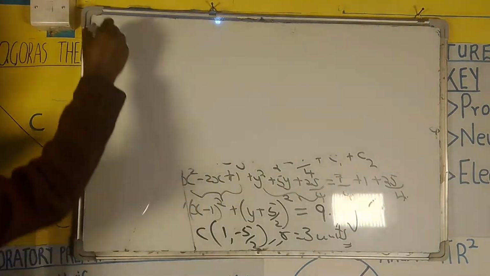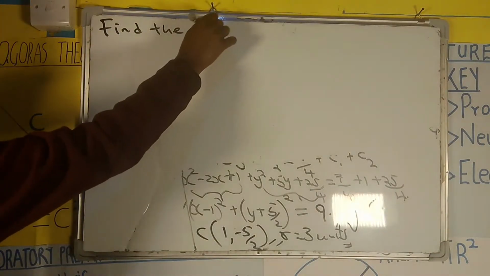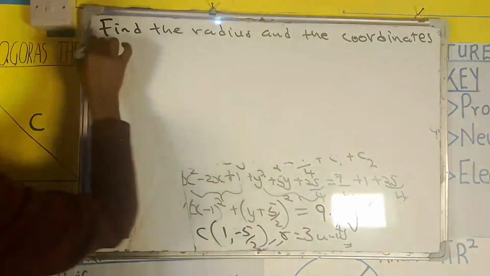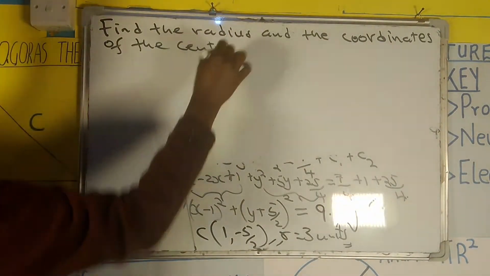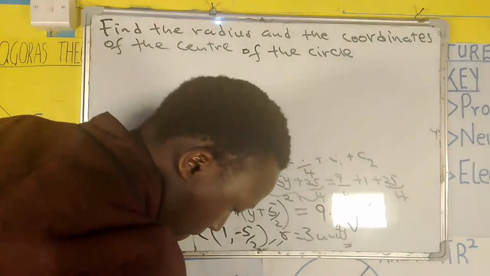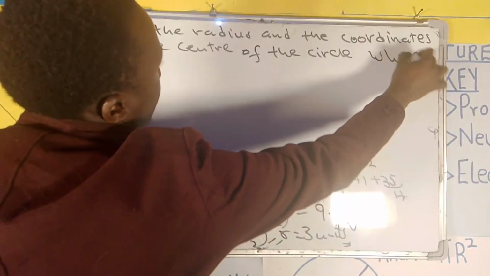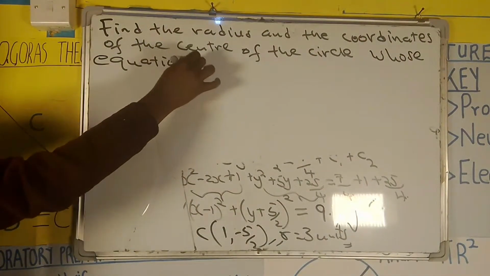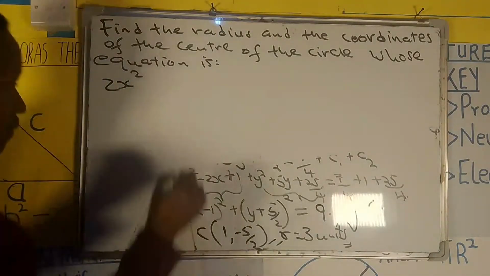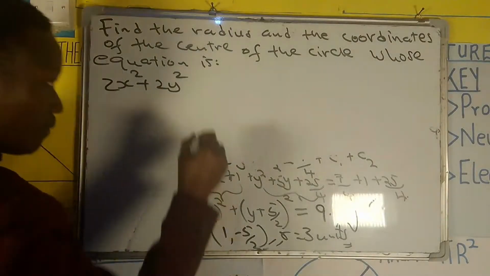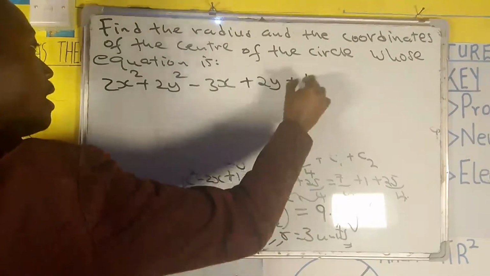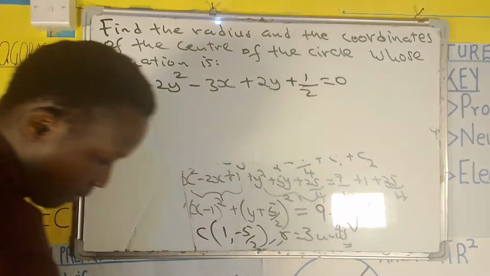Find the radius and the coordinates of the center of the circle whose equation is 2x squared plus 2y squared minus 3x plus 2y plus a half is equal to 0. 4 marks.